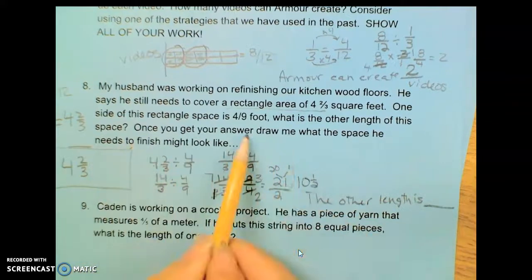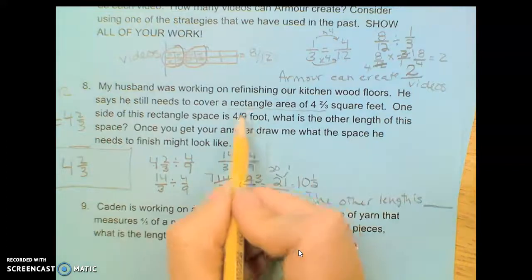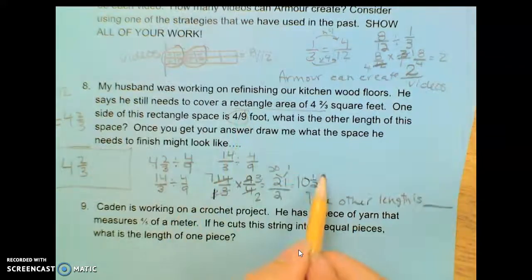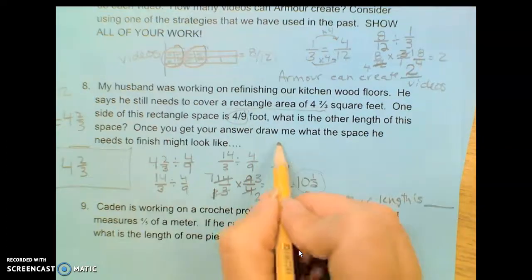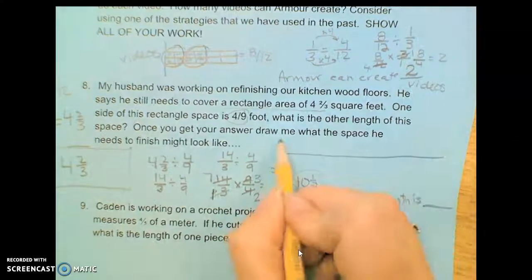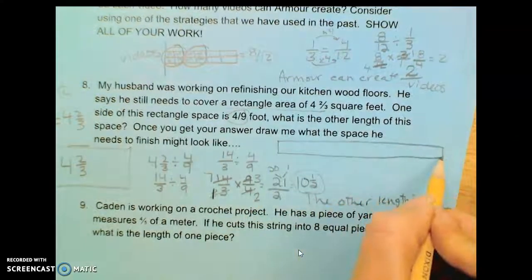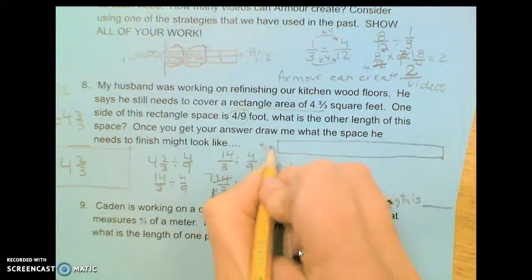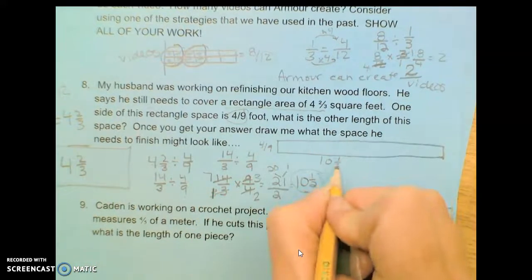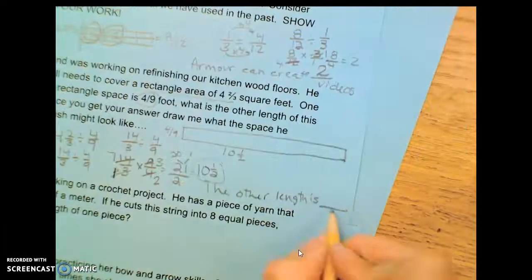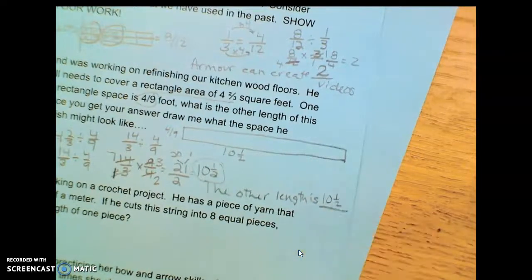So then it says, when you get your answer, draw me what the space he needs to finish might look like. Well, if one length is a fraction of a foot and one length is 10.5 feet, that means he has a really long, thin rectangle that he needs to complete, because this one would be a fraction and this one would be really long. So the other length is 10.5.